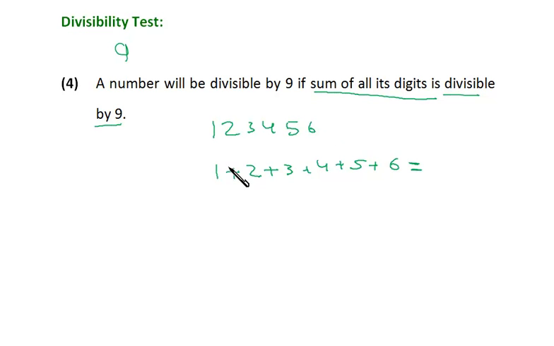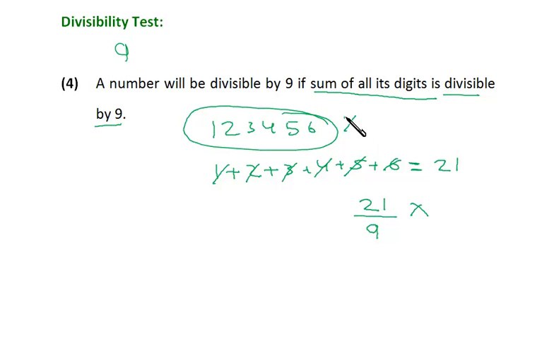So 1 plus 2, that's 3. 3 plus 3, 6, plus 4, 10. 10 plus 5, 15. And 15 plus 6, 21. Now to check whether 21 is divisible by 9 or not. And 21 is not divisible by 9, right? Okay. So that means that this number is not divisible by 9.